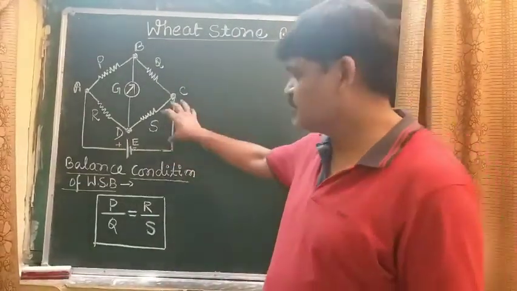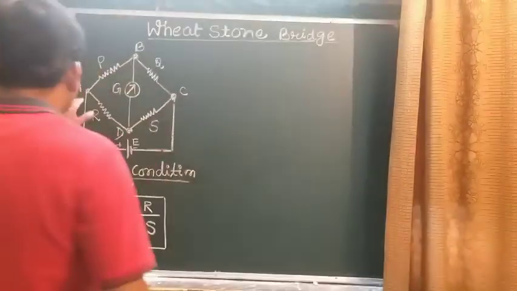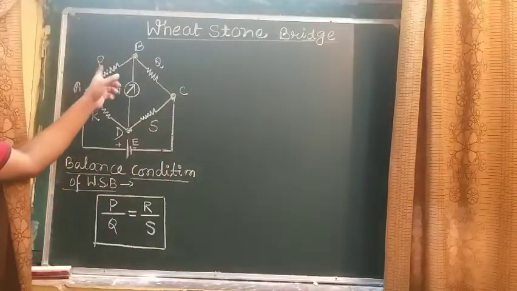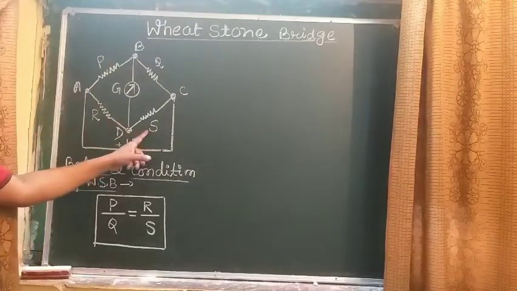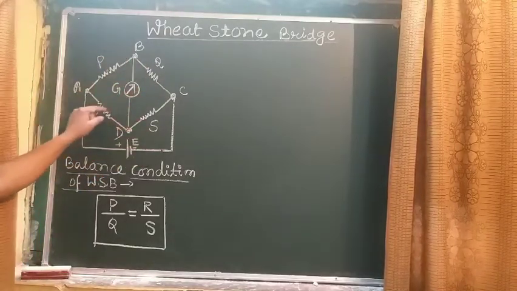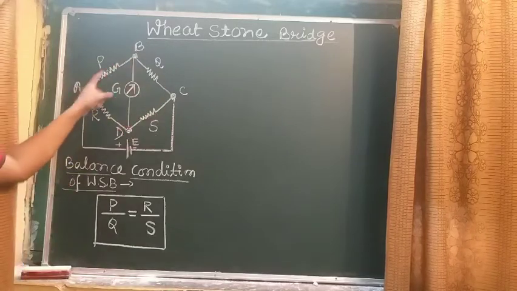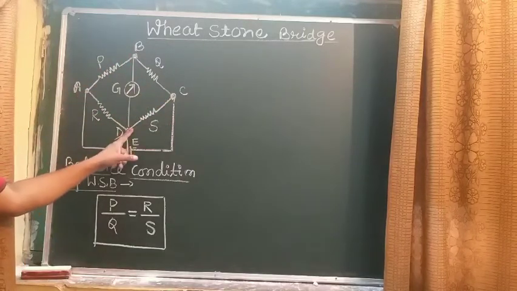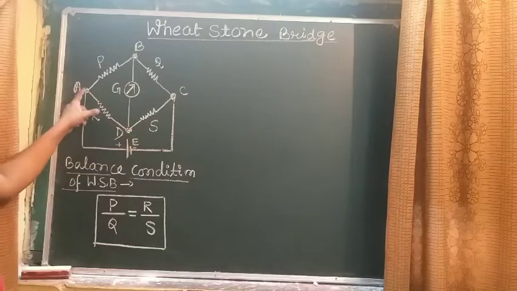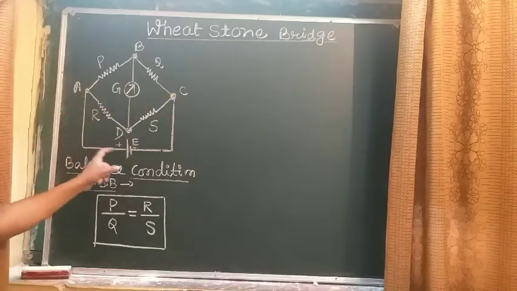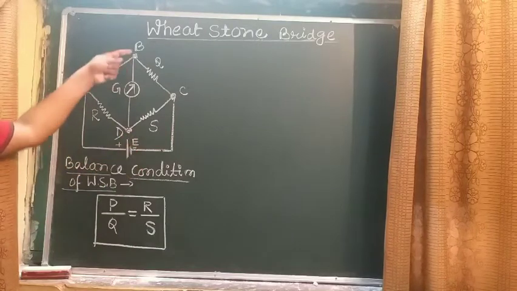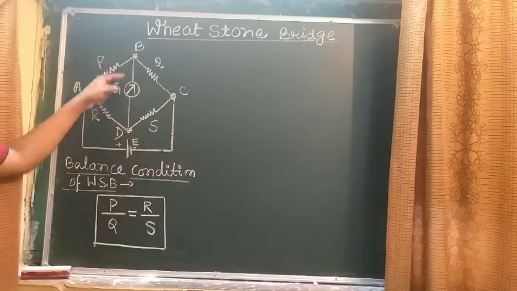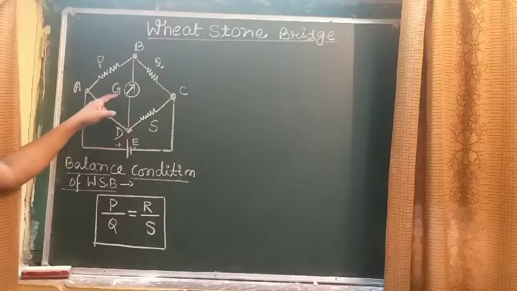And this Wheatstone bridge consists of four resistances P, Q, R, S connected to form a quadrilateral ABCD. Points A and C are connected with a battery whose EMF is E, and points B and D are connected with a sensitive galvanometer.